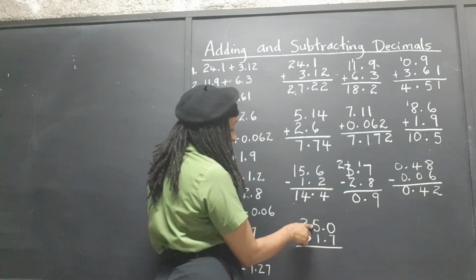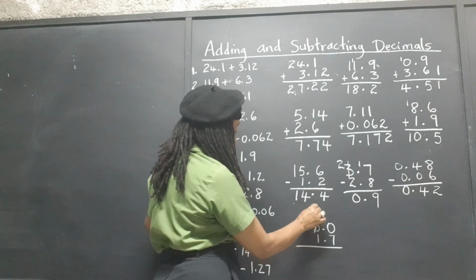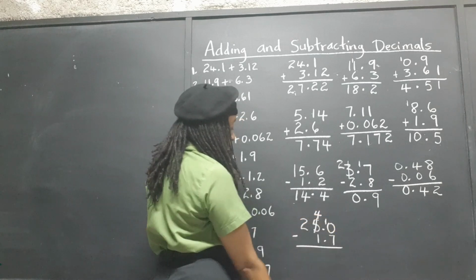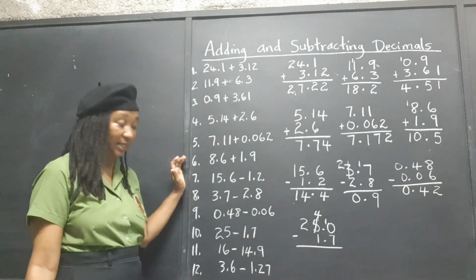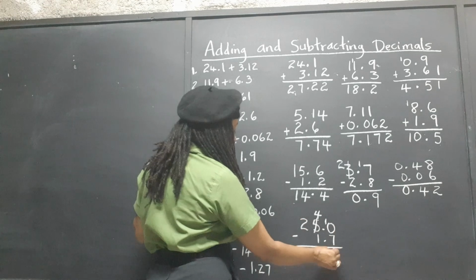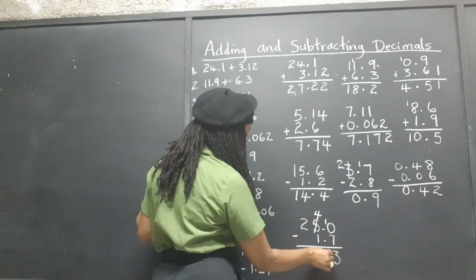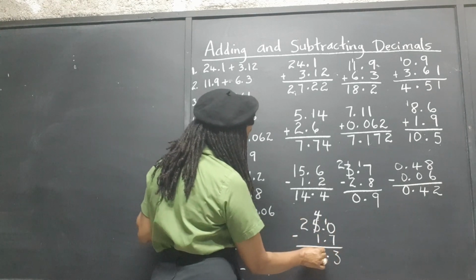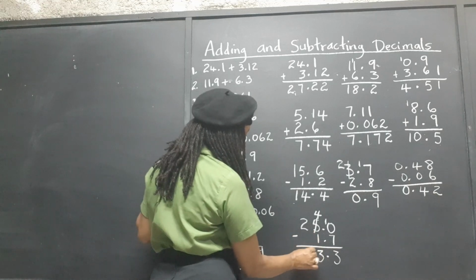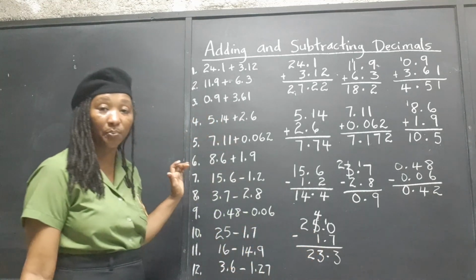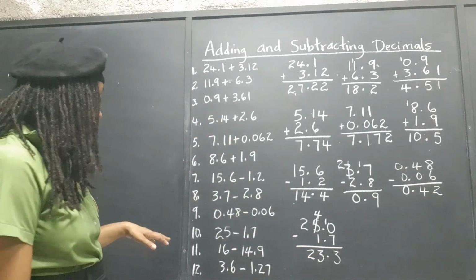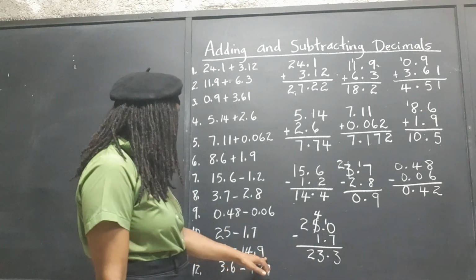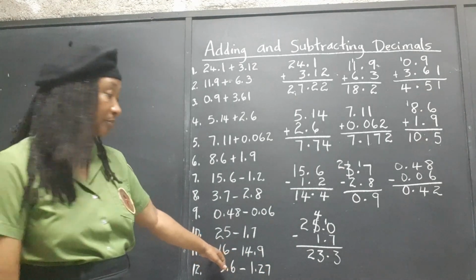So we're going to have to take 1 from the 5 and bring it over into the 10th place. 10 subtract 7, that's 3. 4 take away 1 is 3. And we carry on 2. So that's 23.3.